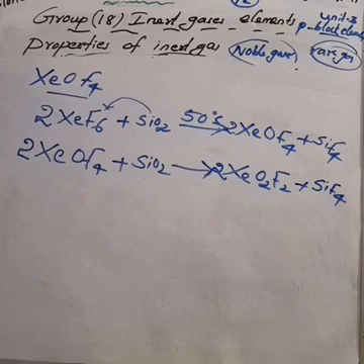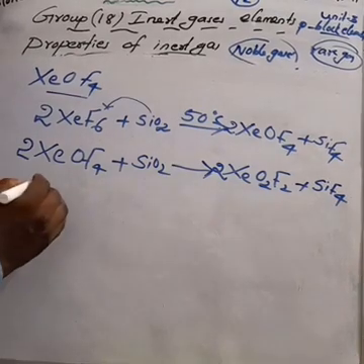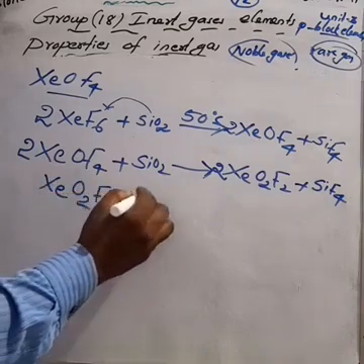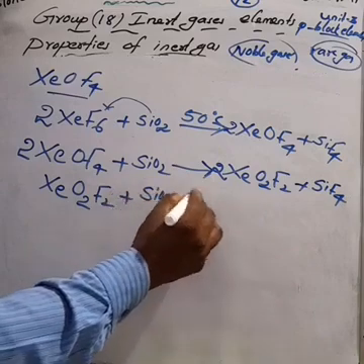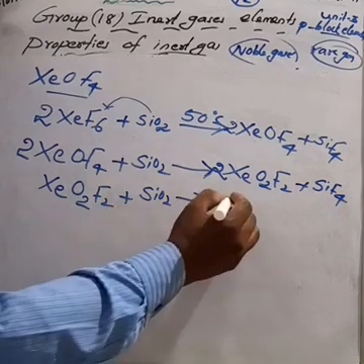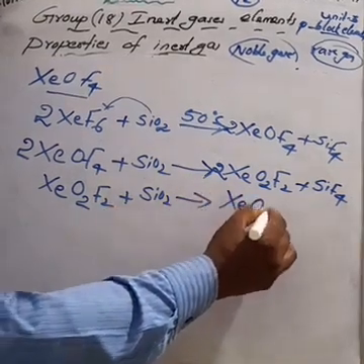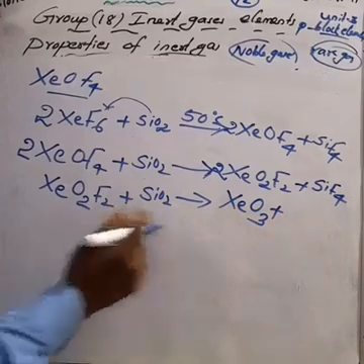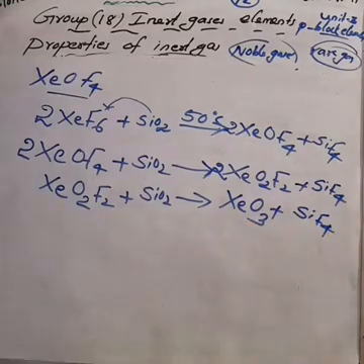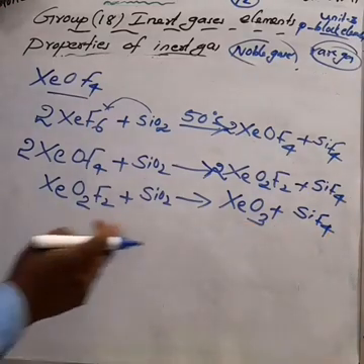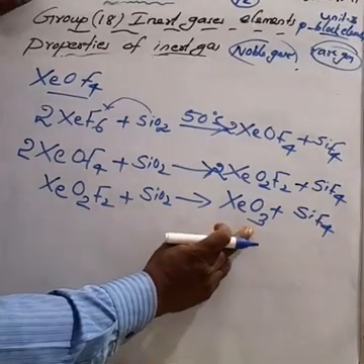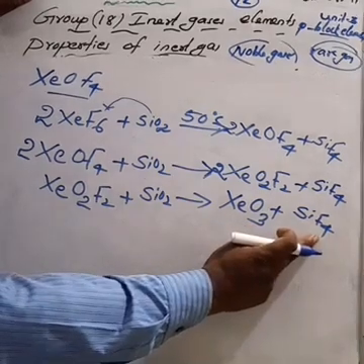Next, this xenon dioxide difluoride again reacts with the silica, that is SiO2. XeO2F2 reacts with silica SiO2, we get XeO3, and also the silica combines with the fluorine, we get SiF4, silicon tetrafluoride, and also we get xenon trioxide. What is the name of the compound? Xenon trioxide. Tri means 3 oxygen, am I right? Xenon trioxide, and also we get silicon tetrafluoride.